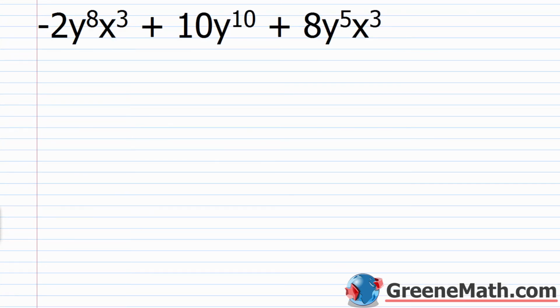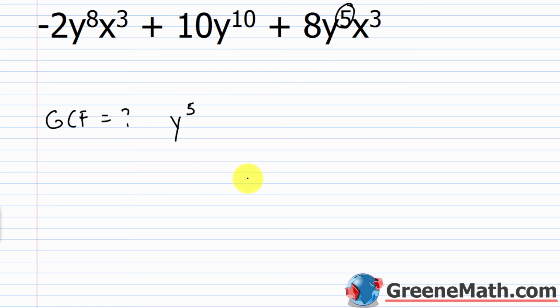All right, let's take a look at another one. We have -2y to the 8th power x cubed plus 10y to the 10th power plus 8y to the 5th power x cubed. Okay, so what is the greatest common factor here? Well, I know that there's a y in each term, but there's not an x in each term, so x won't be involved. The variable part is pretty easy. The lowest exponent on any of the variables is a 5, so there'd be y to the 5th power.